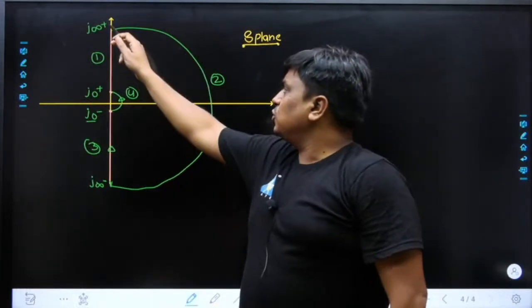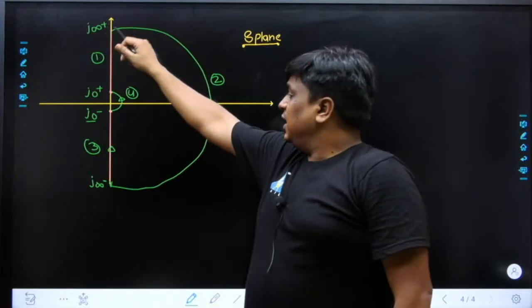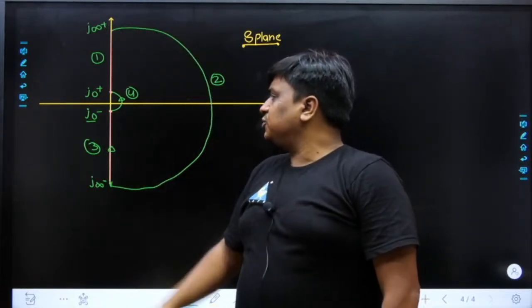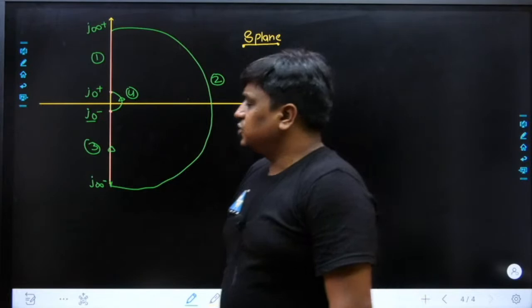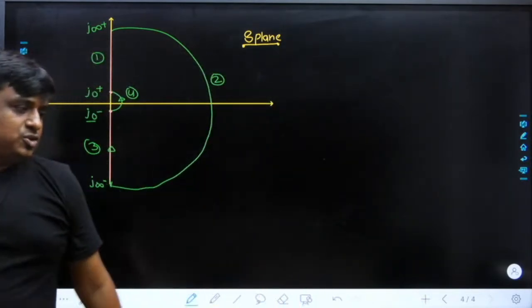The first is from 0 to infinity, obviously in the plus sense, then infinity plus to infinity minus to 0 minus, and similarly here it goes from 0 minus to 0 plus.